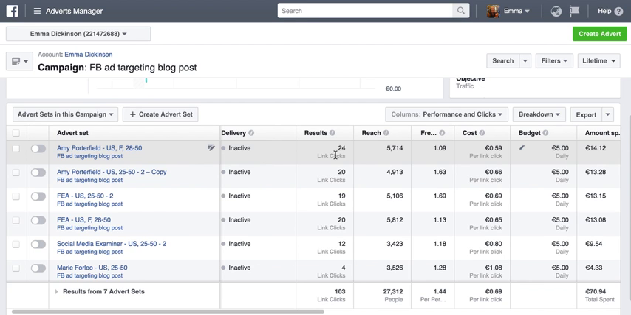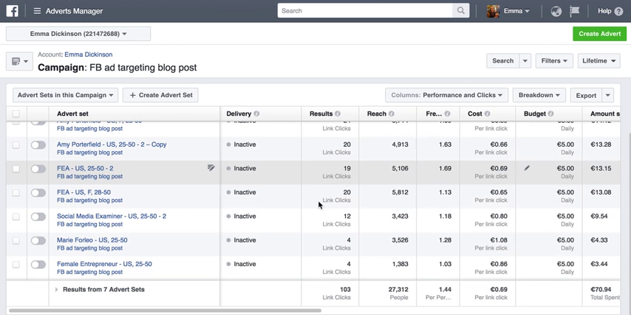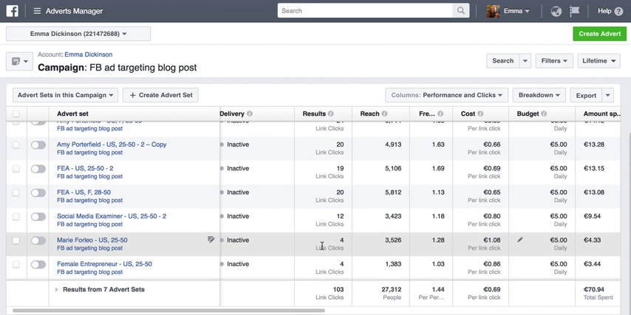So whatever your aim is, when you put together your strategy and picked your objective when you created your campaign, whatever that aim is for your ad, you want to make sure that the ones giving you the most of those for the cheapest, you keep them running. You can see here, because there's only 4 clicks, these ones are more expensive per link click. So I'm going to want to turn them off.